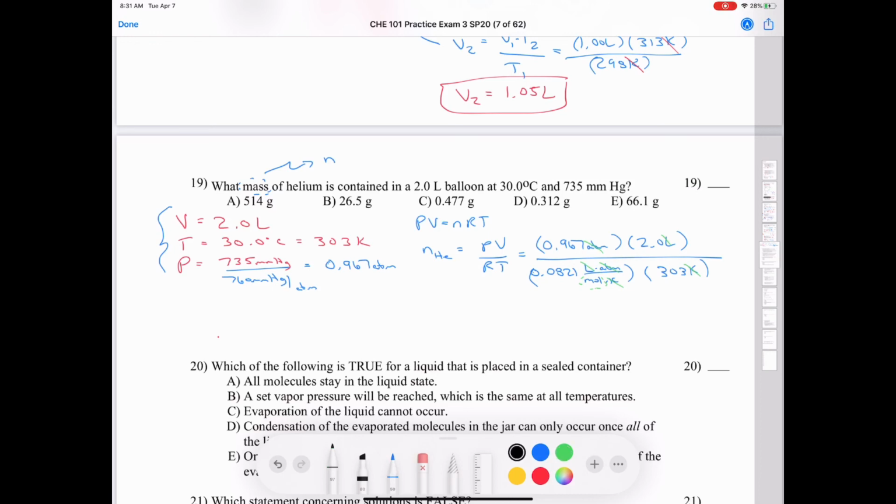I'm going to move over here and write it down, and the number of moles of helium that I get is 0.0778 moles of helium. Now I'm going to multiply that by the atomic mass of helium, which is 4.00 grams of helium in 1 mole of helium, and I just got that from the periodic table. You can see that the number of moles of helium cancel out, and I end up with something like 0.31.